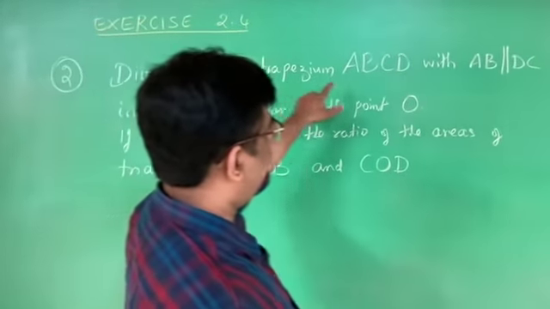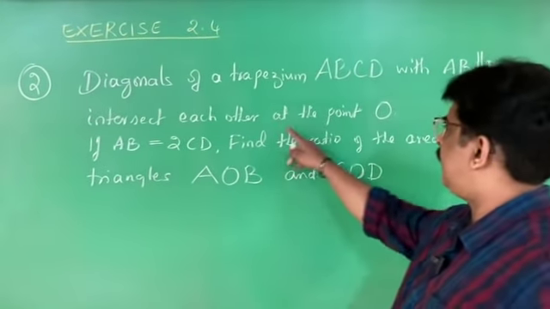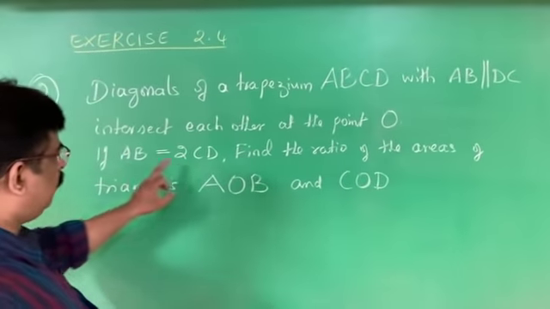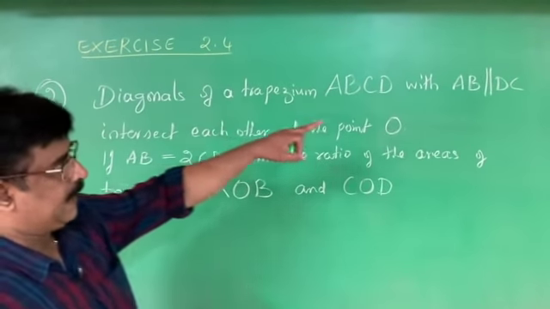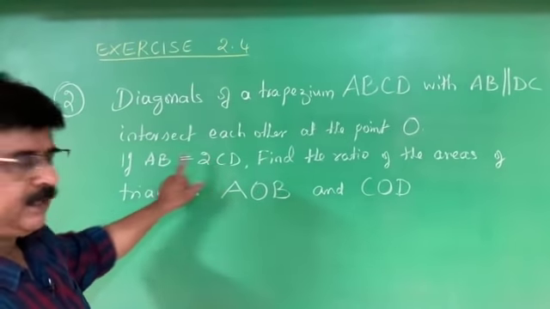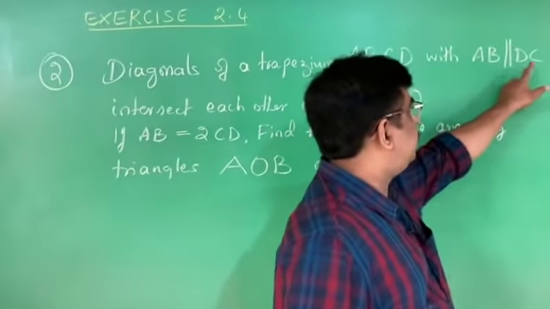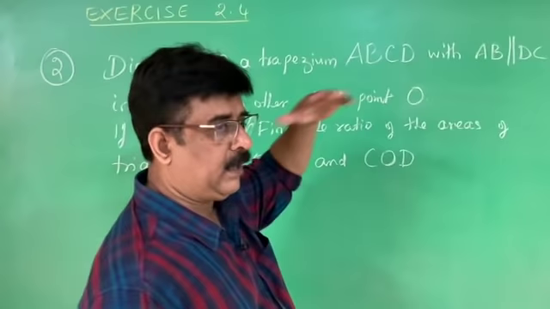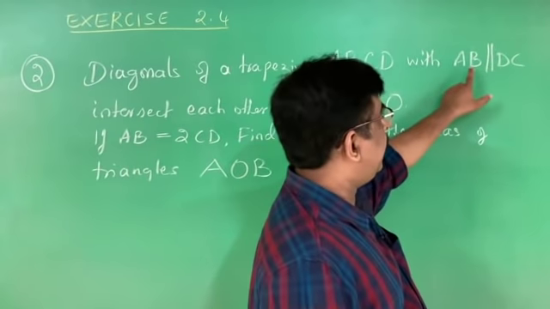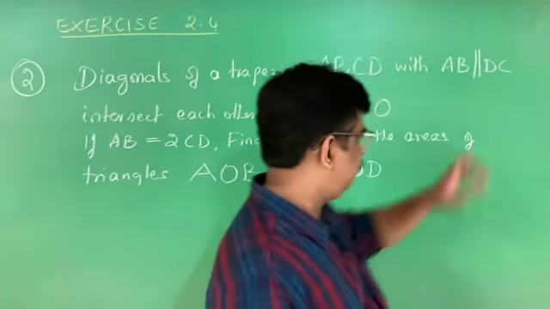Diagonals of a trapezium ABCD with AB parallel to DC intersect each other at the point O. If AB is equal to 2CD, AB and CD are parallel is given. AB is equal to 2CD, then obviously AB is bigger than CD. That you have to understand. That is a skill. Trapezium is a quadrilateral in which one pair of opposite sides are parallel. Here AB and DC are parallel, and AB is twice the length of DC. That is the idea of this particular problem.